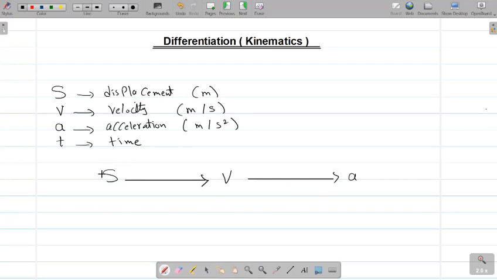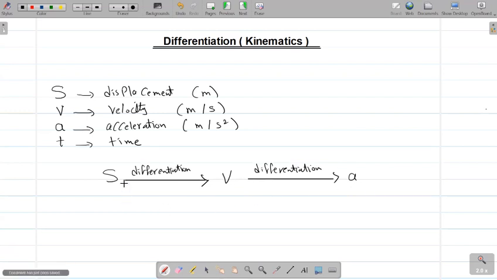So again, if we have displacement and I use differentiation, I will get velocity. If I have velocity and I use differentiation, I will get the acceleration. So we differentiate displacement to get the velocity. We differentiate velocity to get acceleration.